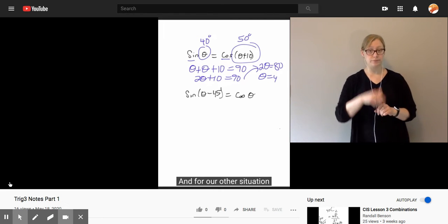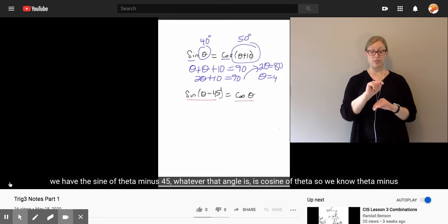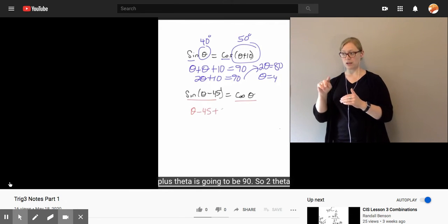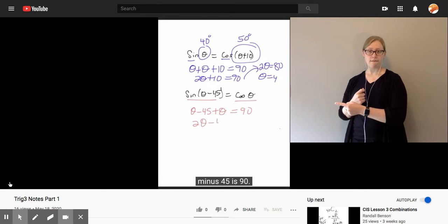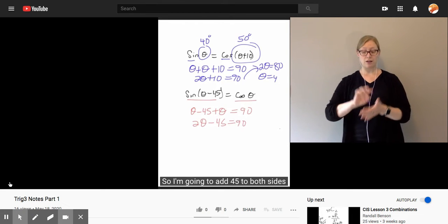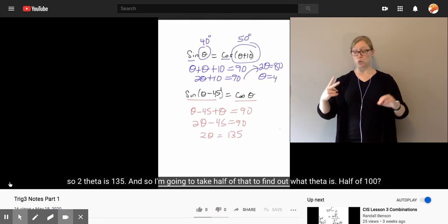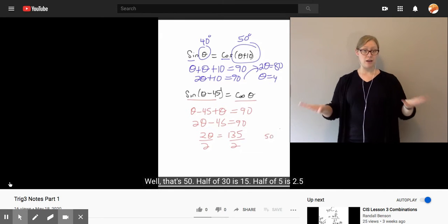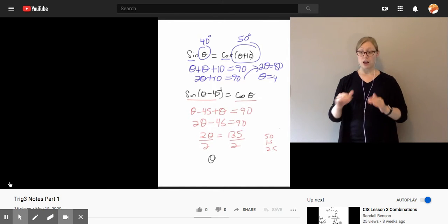And for our other situation, we have the sine of theta minus 45, whatever that angle is, equals the cosine of theta. So we know theta minus 45 plus theta is going to be 90. So 2 theta minus 45 is 90. So I'm going to add 45 to both sides. So 2 theta is 135. And so I'm going to take half of that to find out what theta is. Half of 100, that's 50. Half of 30 is 15. Half of 5 is 2.5. So that means theta is 67.5.